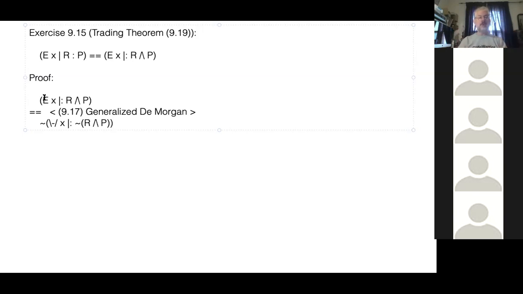So to go from an exists to a for all like this, you put a negation in the front and you negate the body. And the 3 in 9.18 give you versions where the negation's in front of the exist instead of in front of the for all.